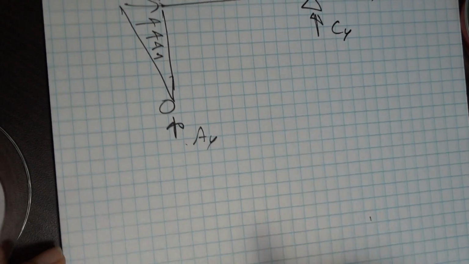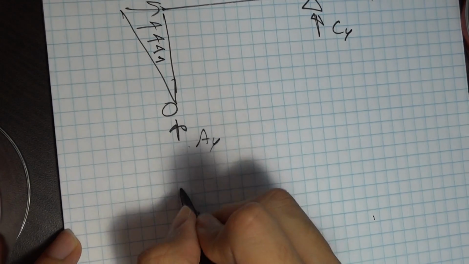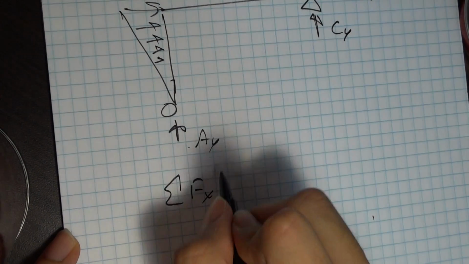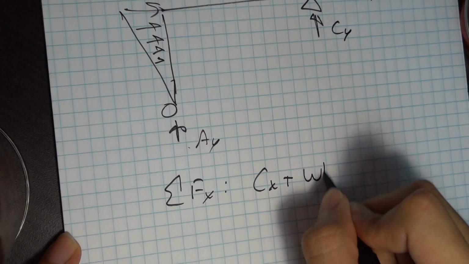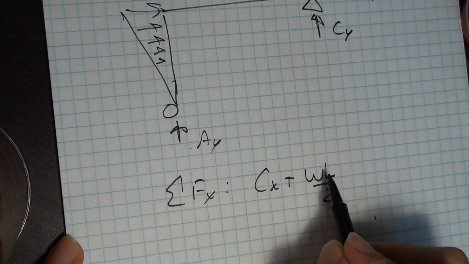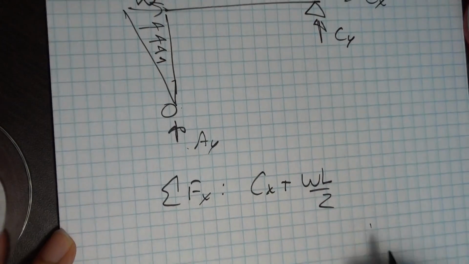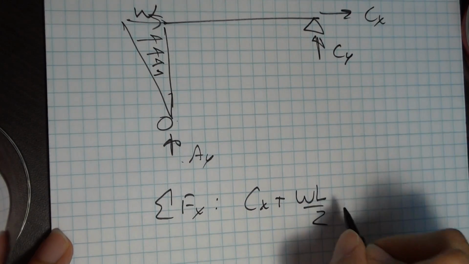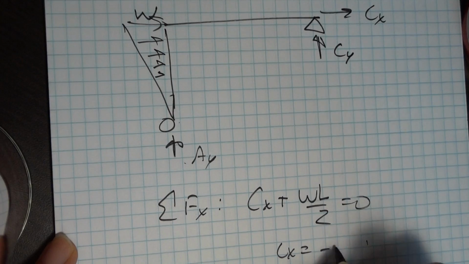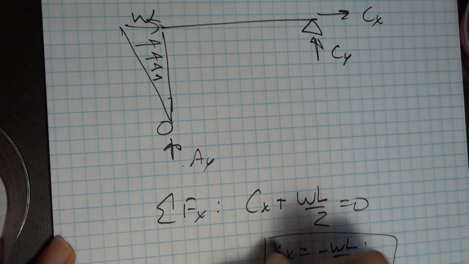Because this is the first video, let's get the reactions. Make sure we know how to do the reactions. If we do sum of forces in the x, we get Cx plus WL on 2, the base times the length divided by 2. That's the total force due to the triangular load, equals 0. Cx equals negative WL on 2.